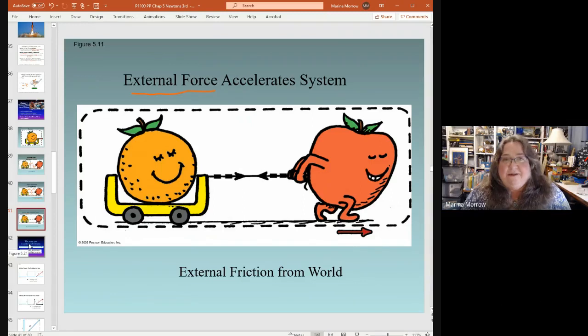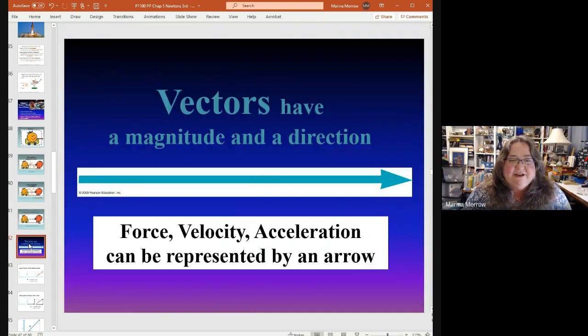Okay, now the other thing in this section is vector addition. So remember we talked about vectors. Vectors have a magnitude and a direction. And so some of the things that we represent as a vector are the force, velocity, and acceleration. And so they can all be represented by an arrow.